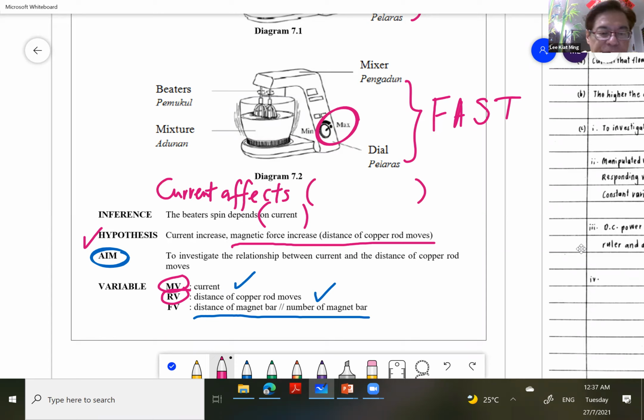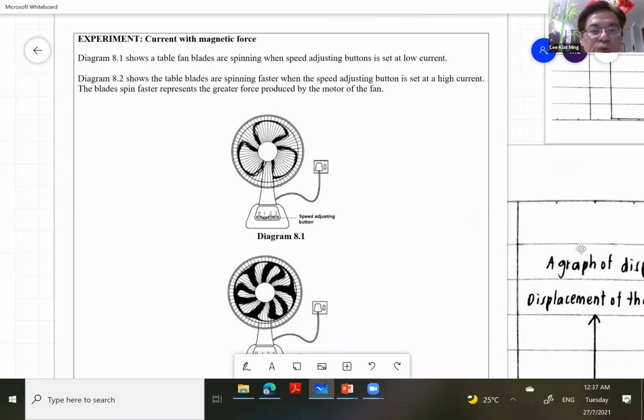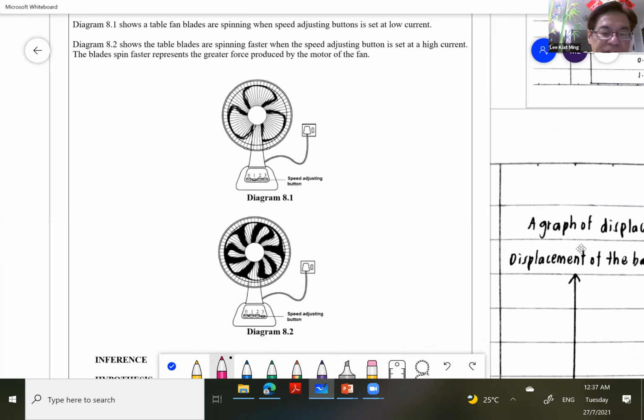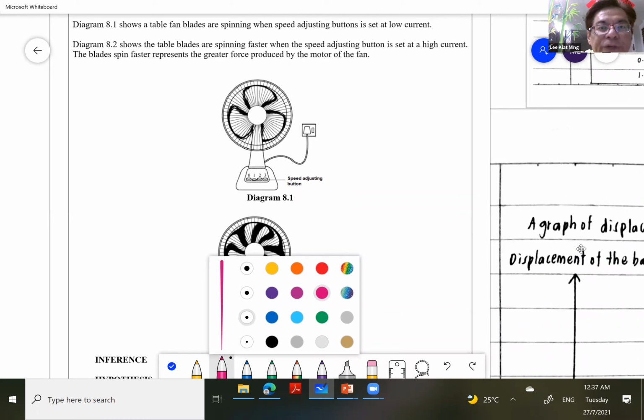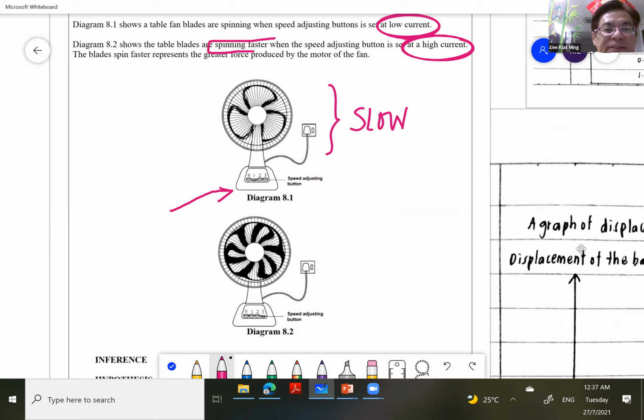So we're going to move on to another example. It's almost similar because this is a fan. It's also using a motor. Understood? Even if you don't read, the logic will tell you. This one we adjust so that the current is low, and you notice that it rotates slowly. The other one is high current, and you notice it spins faster. Can you see? So it's like just now.